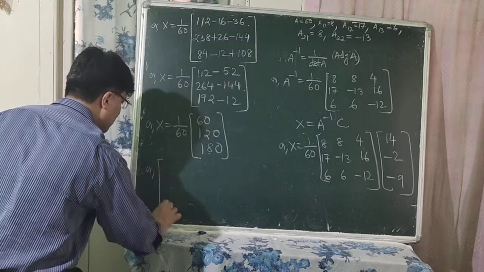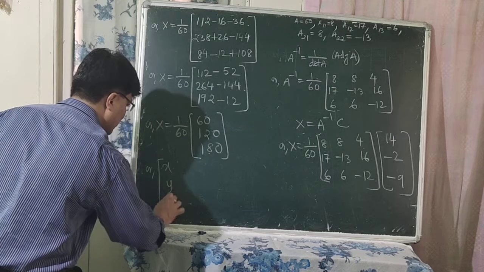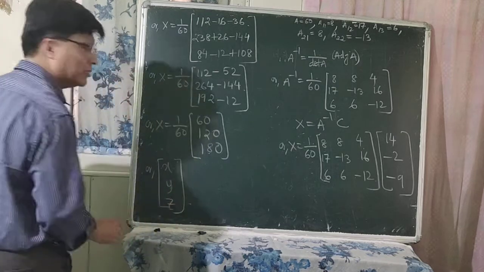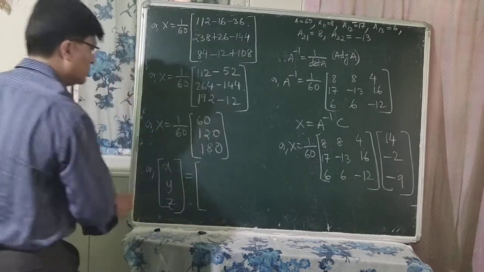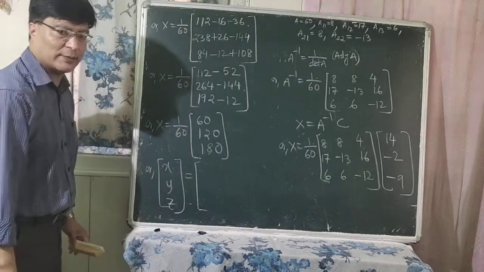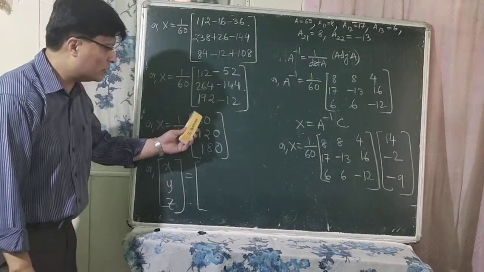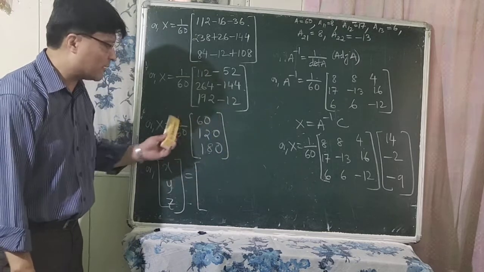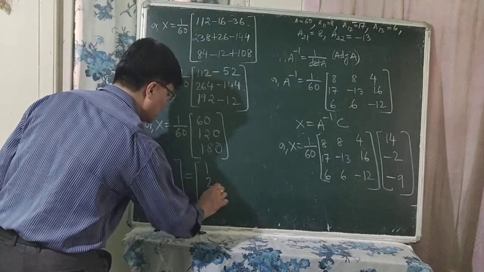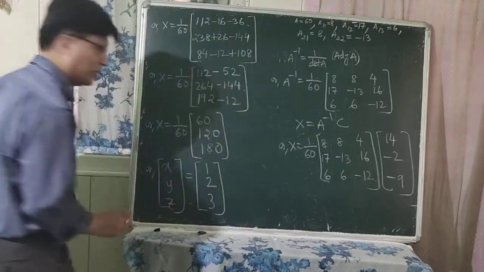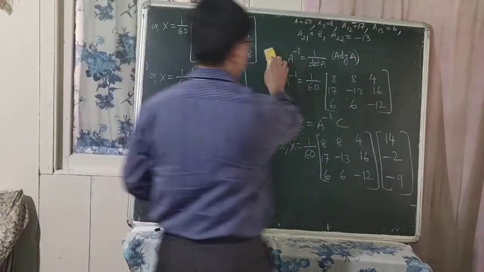Or what is capital X here? Actually, this capital X is X, Y, Z is equal to. Now, this is the scalar multiplication of the matrix 1 by 60. You have to multiply all these elements of the matrix by 1 by 60. So multiply them. It is 1, 2, 3. Okay.